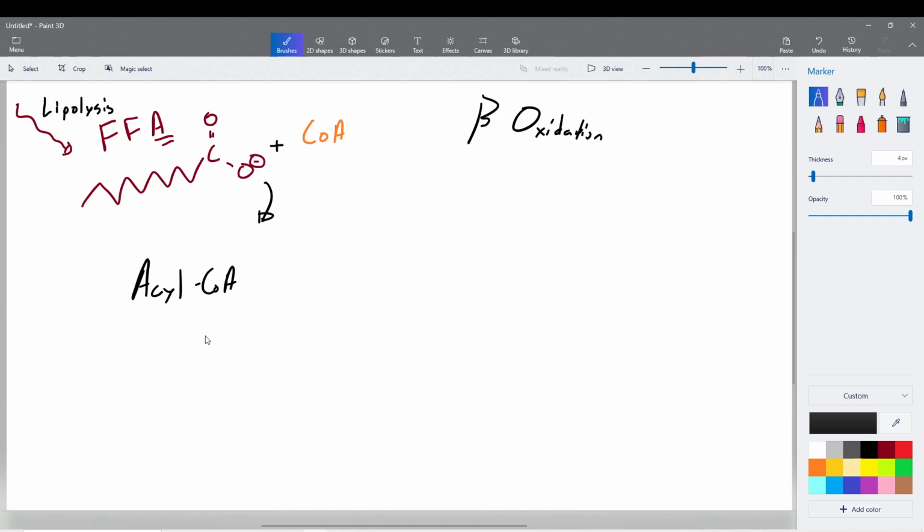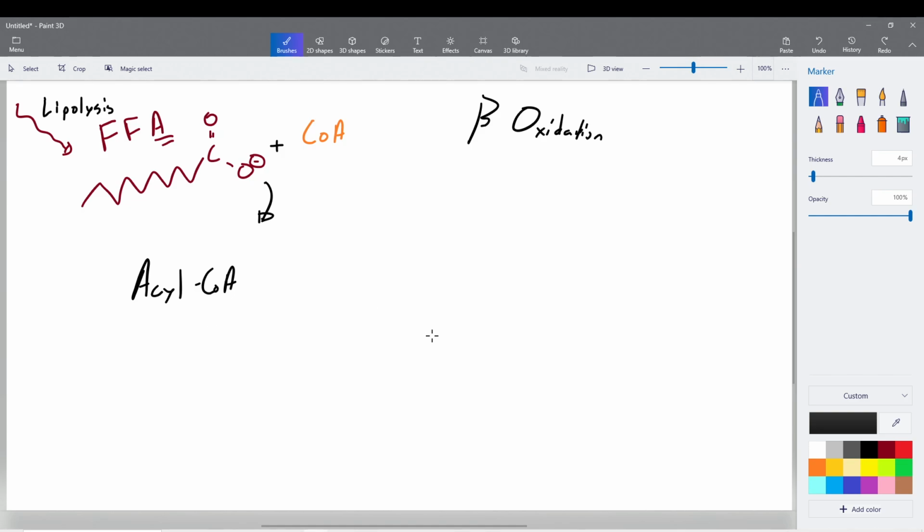Acetyl-CoA is a 2-carbon chain with a coenzyme A attached to it. When we have multiple carbons, way more than 2, we call it an acyl-CoA, right? A way that we might add more clarity is to say this is a 16 acyl-CoA, or a 20 acyl-CoA, depending on how many carbons we're talking about. But for us, we're just going to draw it as a cartoon generic acyl-CoA.